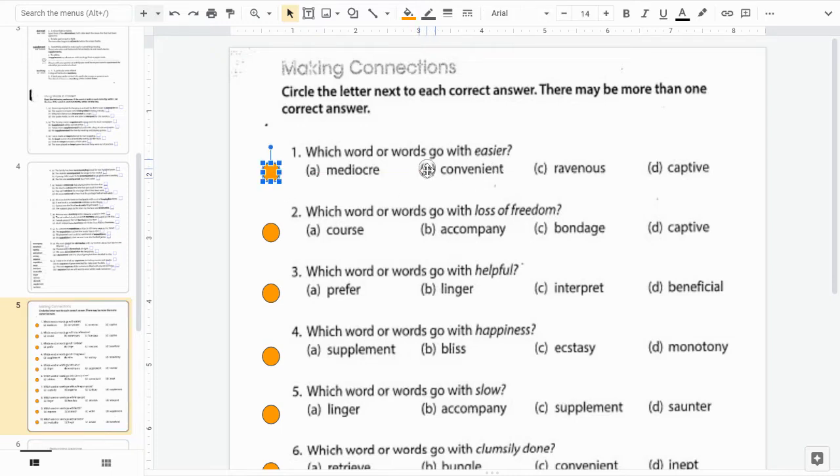something that is convenient is easier. Ravenous means hungry, mediocre means meh, and captive means you can't go anywhere. So there's only one correct one in this case.